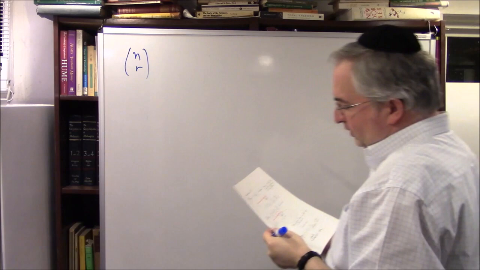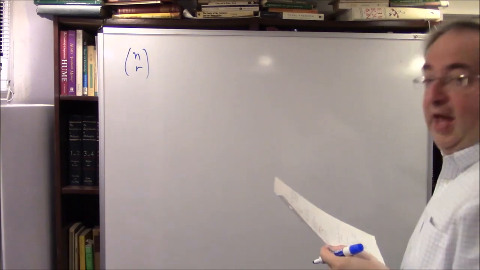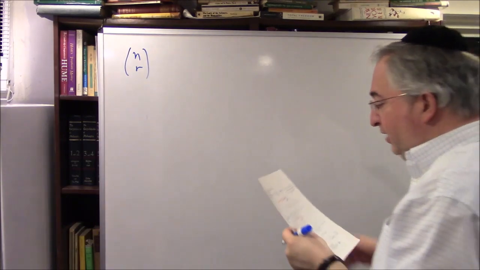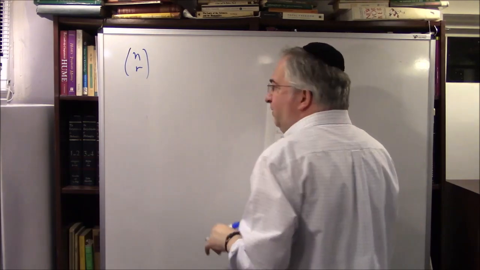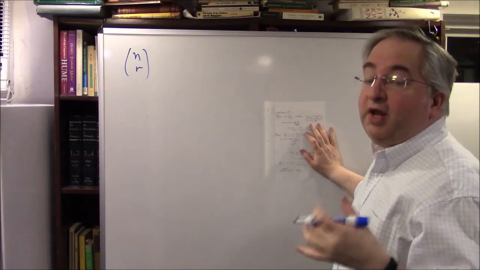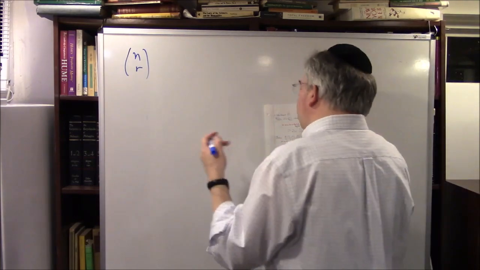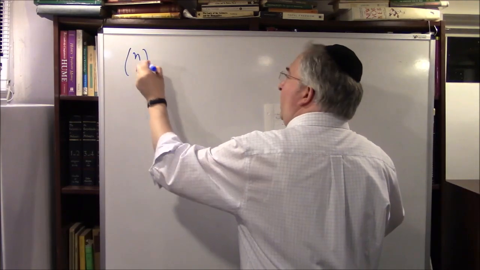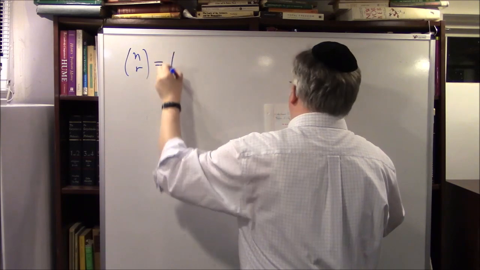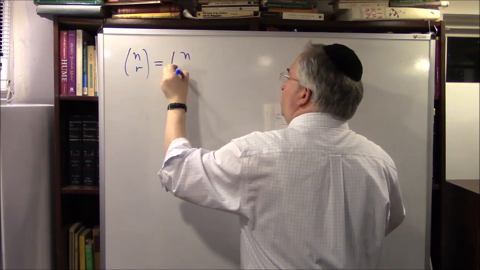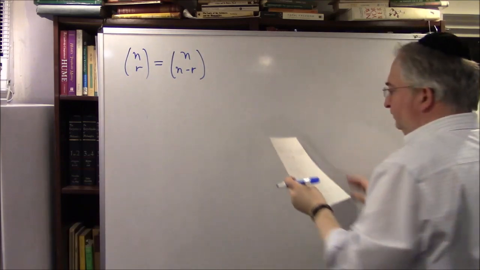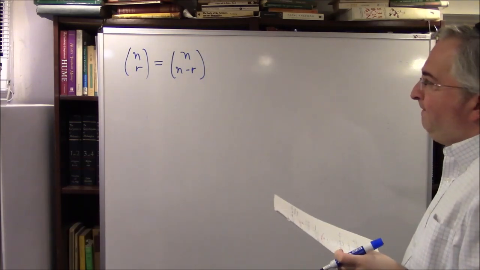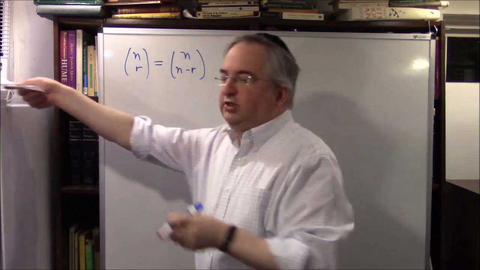Okay, the binomial coefficient has two properties. Now I can prove these properties easily algebraically, but I don't want to prove them algebraically. I want you to get the intuition for them. Well, maybe I'll do this. N choose R is equal to N choose N minus R. Okay. So let me just give you the intuition for it.